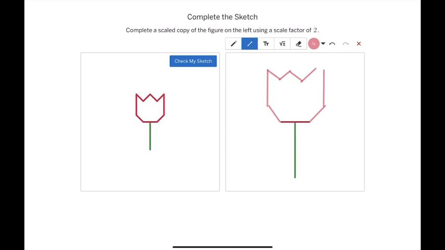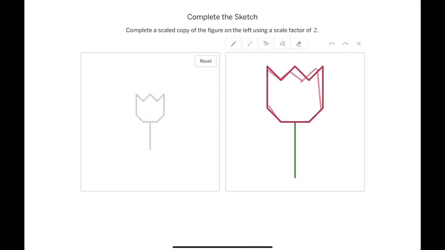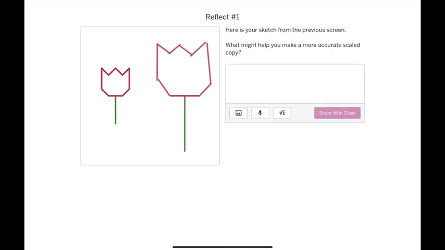And something's definitely off. So I can try and erase that and maybe redraw that line here. And it doesn't look great, but let's see what's up. Alright, that's not bad. Okay. So it's definitely pretty hard to do, right? Because I'm kind of just estimating unless you put a ruler to the screen, which you could do. Yeah. What might help you make a more accurate scaled copy?